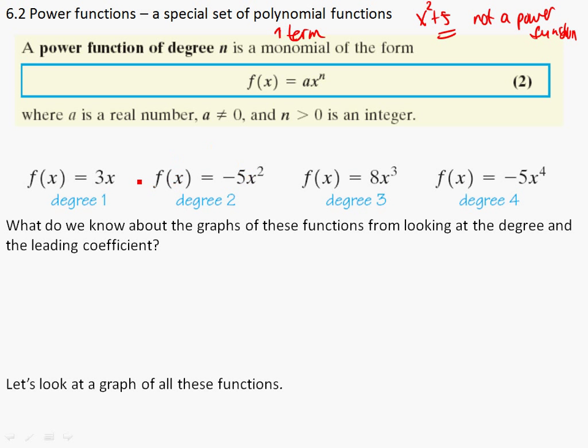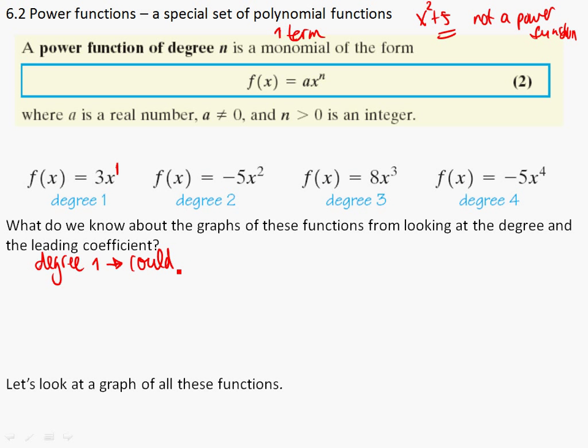Okay, here were examples of power functions then. So the degree here comes from here, the 1 comes from this, right? So clearly a 2, a 3, and then 4. So what do we know about the graphs of these functions from looking at the degree? So what does the degree tell us? And what does the leading coefficient tell us? Okay. So the degree 1, well, it tells us several things actually, but a first degree function could have how many solutions?